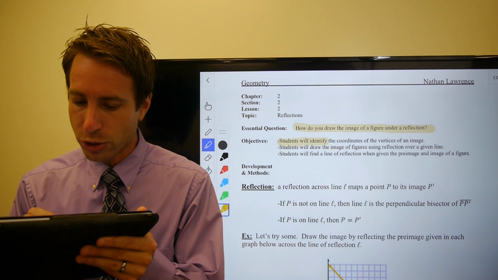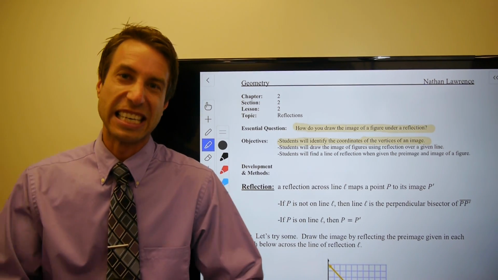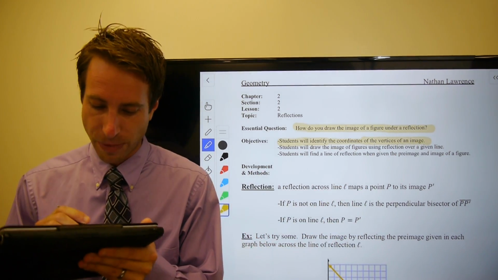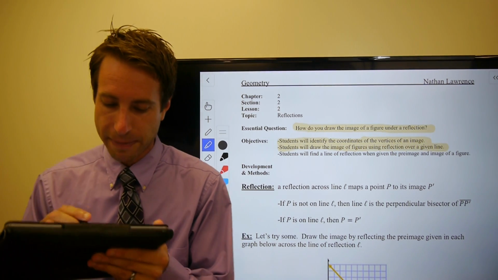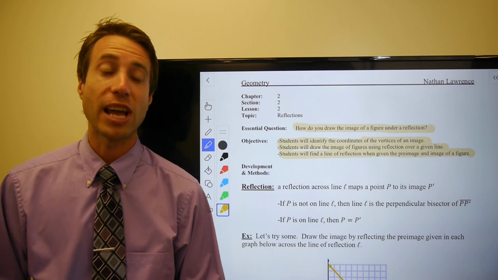You'll need to be able to identify the coordinates of the vertices of an image. Obviously, you need to be able to graph things on a coordinate plane in order to do this. Students will draw the image of figures using reflection over a given line, and students will find a line of reflection given the image and the pre-image.